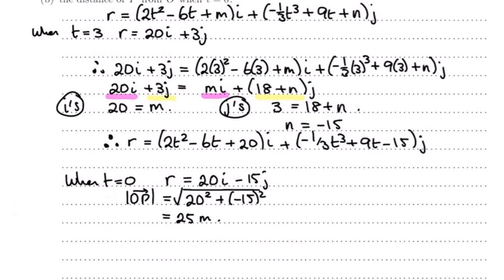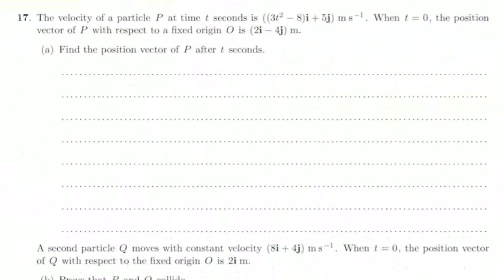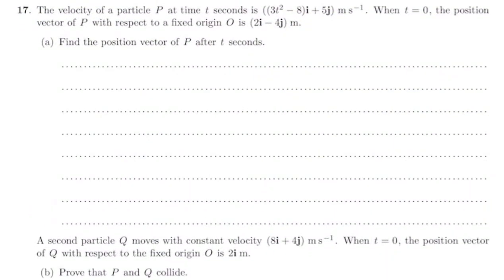Right, so we'll just look at our final question now, and this is example 17. And these are examiners' favourites. The first thing it says is the velocity of a particle P at time t seconds is given to us by this velocity vector: (3t squared minus 8)i plus 5j metres per second. When t equals 0, the position of P with respect to a fixed origin is 2i minus 4j. So we want to find the position vector of P after t seconds.